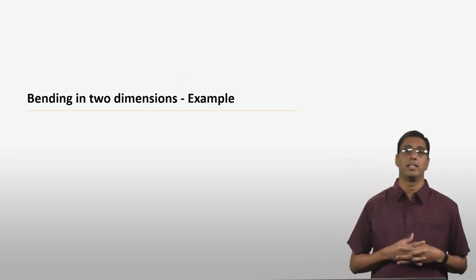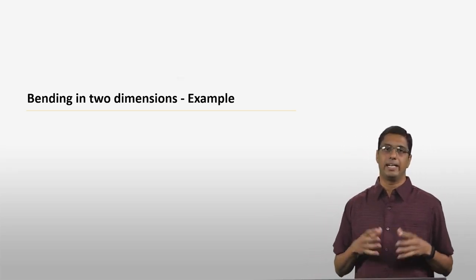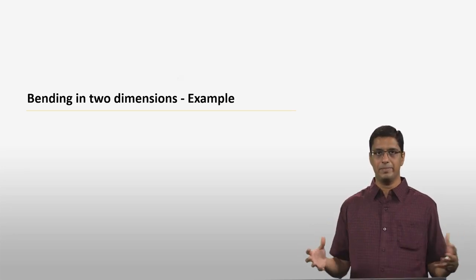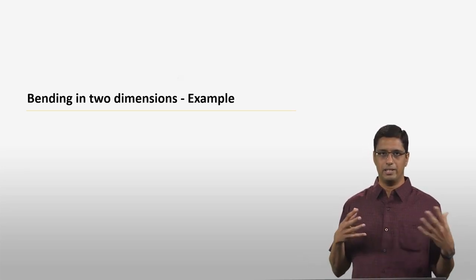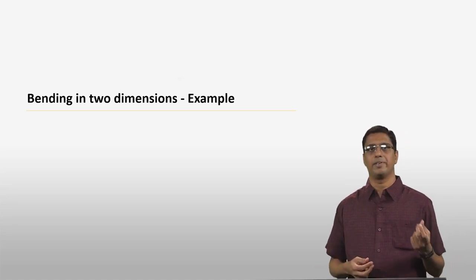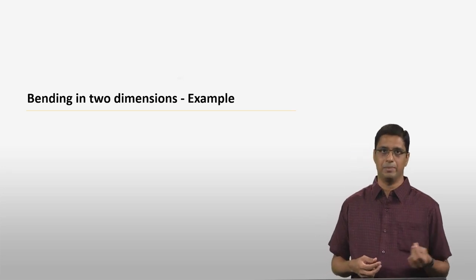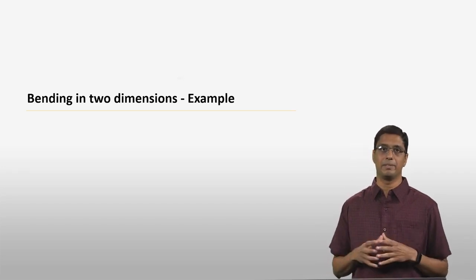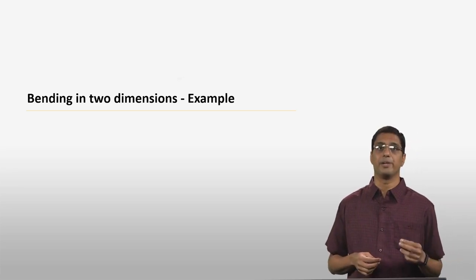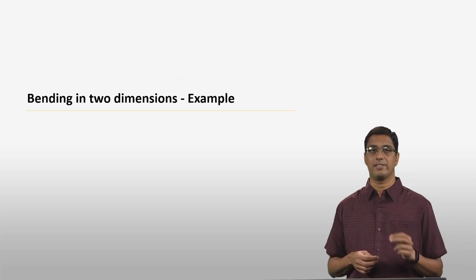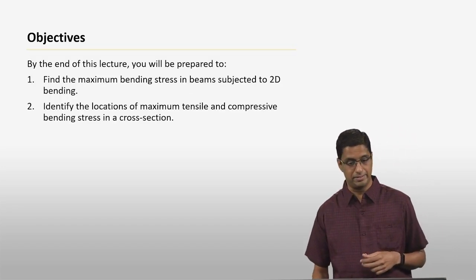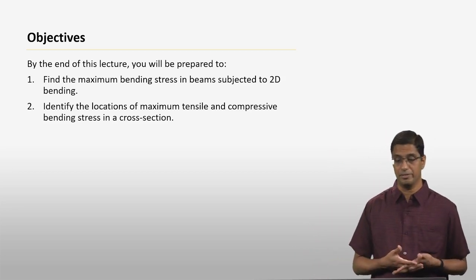Welcome everyone. Today's lecture we are going to look at an example problem of bending in 2 dimensions. We will look at a rectangular beam that is subjected to a bending moment in an arbitrary direction, and we are going to look at two things. One is to find out the maximum bending stress in this particular beam because of the moment that is being applied, and also figure out what point in the cross-section actually has the maximum tensile stress and the maximum bending stress. So that's all going to be our objectives for this lecture.